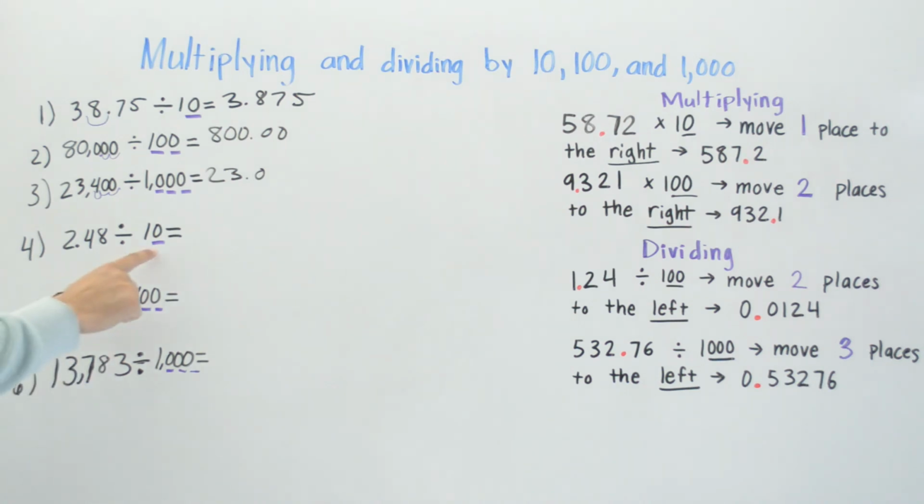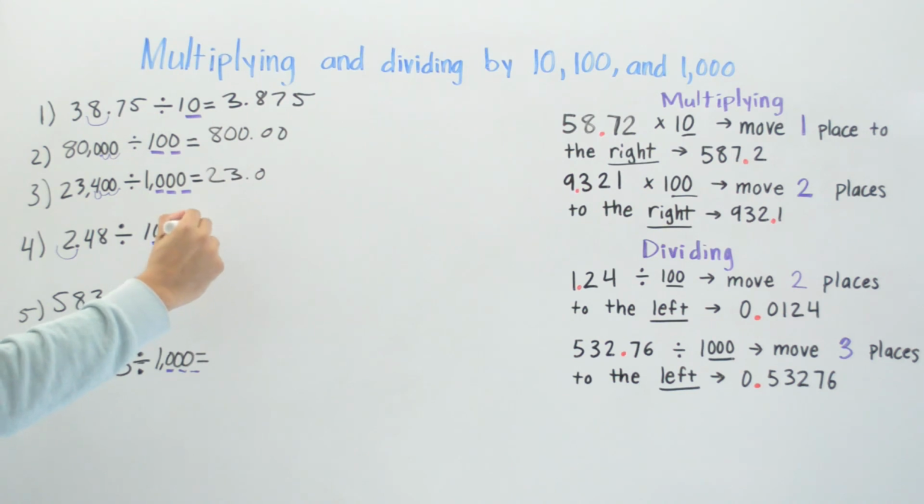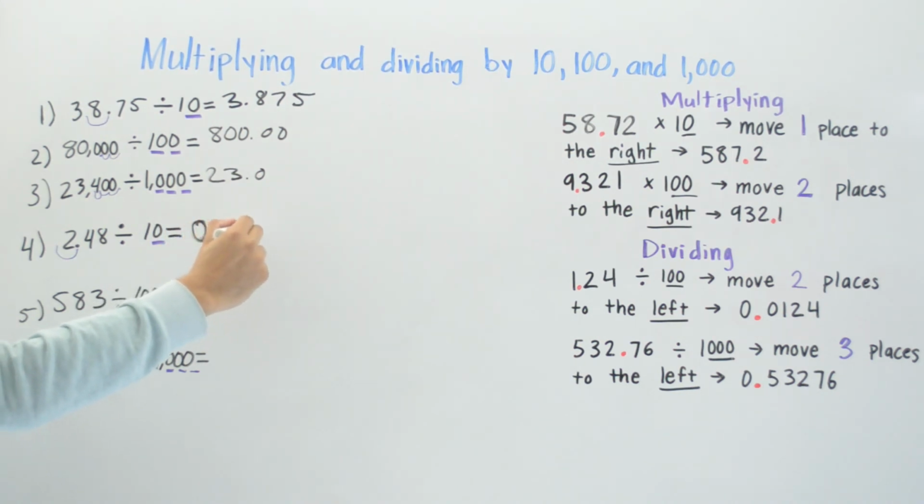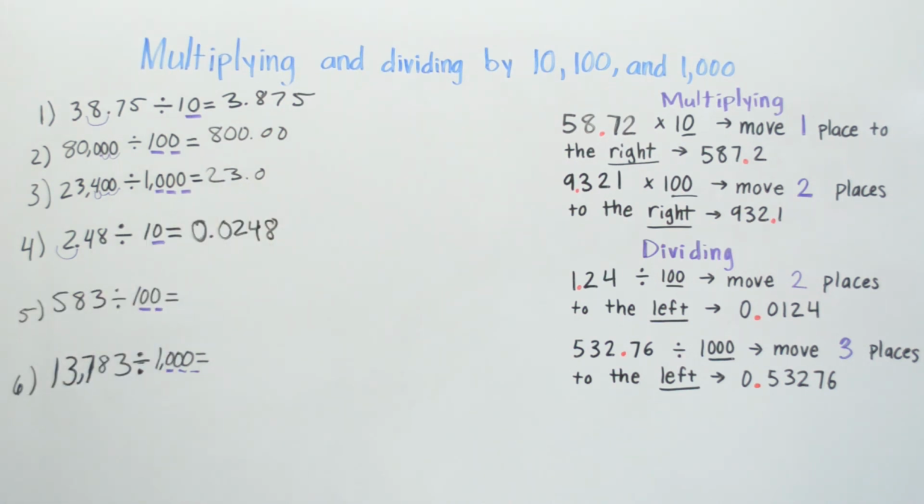So here we have only 1 0, so we're only going to move it 1 time. Going to move it 1 time to your left. So our answer is going to be 0.0248.